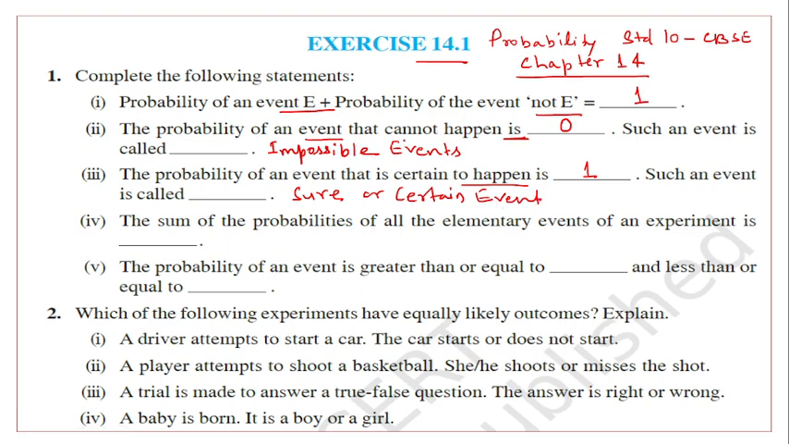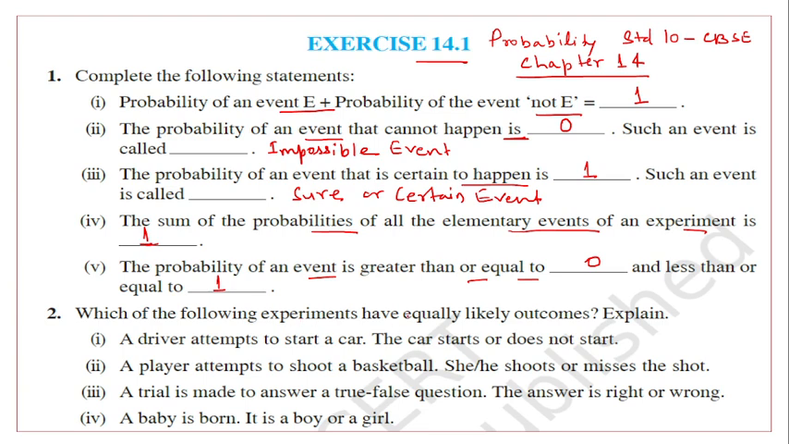The sum of probabilities of all the elementary events of an experiment is equal to 1. When we add all the elementary events' probabilities, it will be equal to 1. And the probability of an event is greater than or equal to 0 and less than or equal to 1. Maximum probability can be 1.